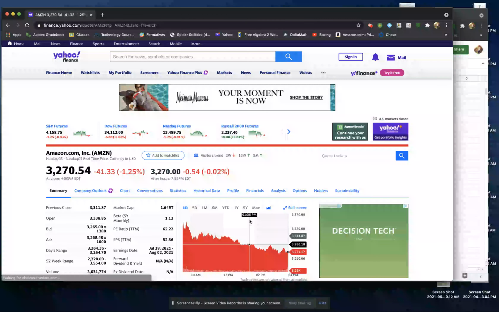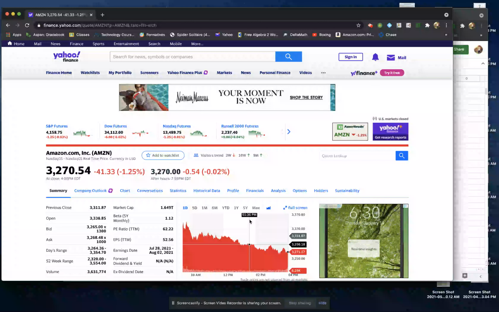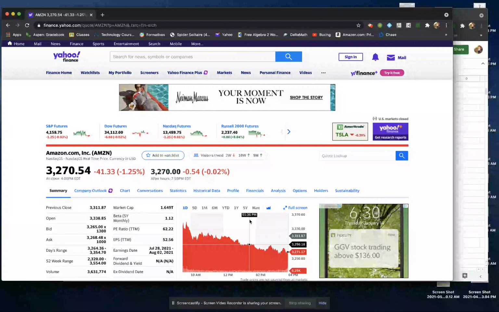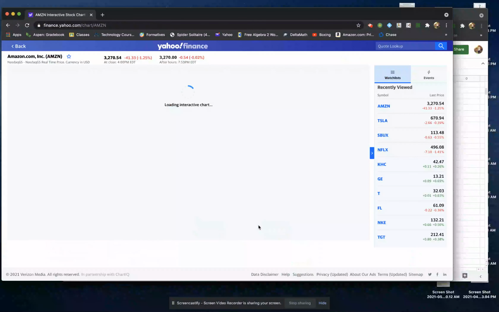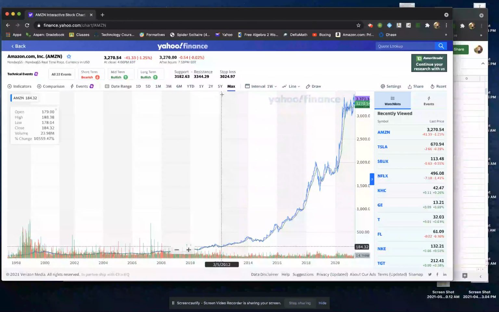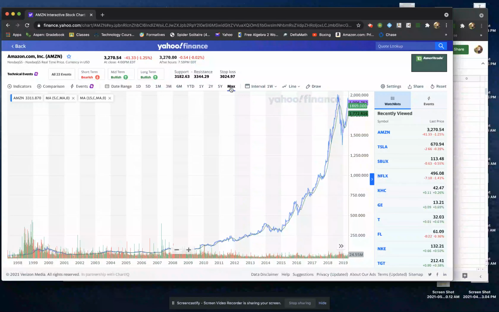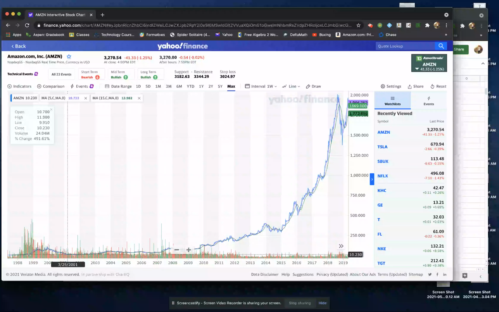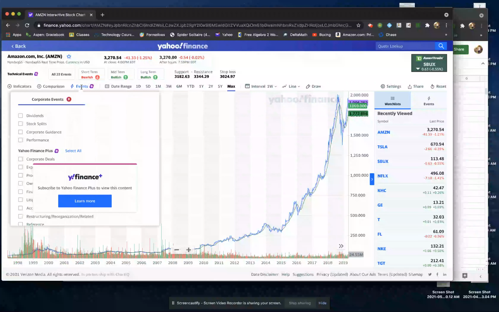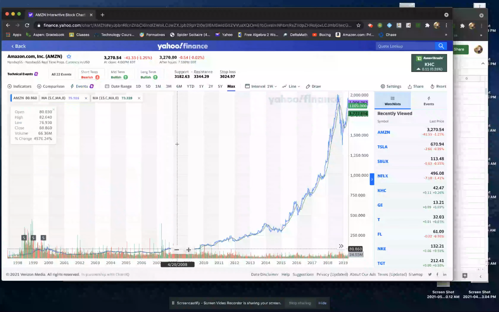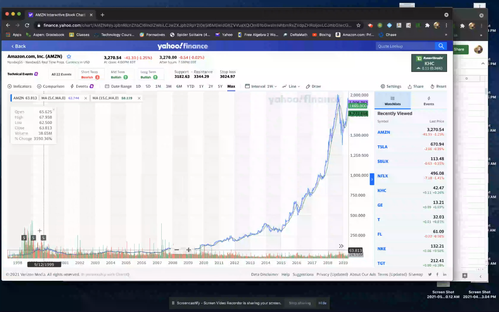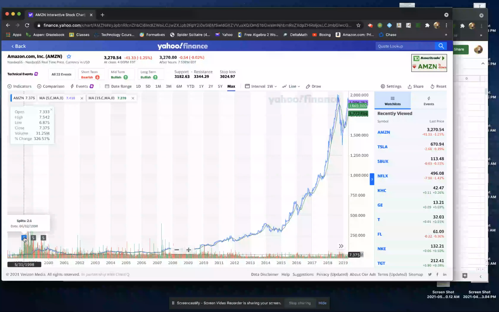But to find out when the stocks split, I'm going to click on my graph, and you want to choose max so that you can see the entire graph of Amazon stock. And if you go up to events, instead of clicking on dividends, we're going to click on stock splits. So if you notice, 3 S's appear over here.